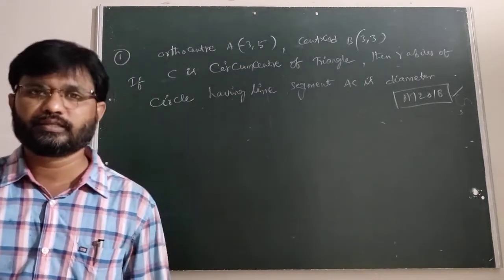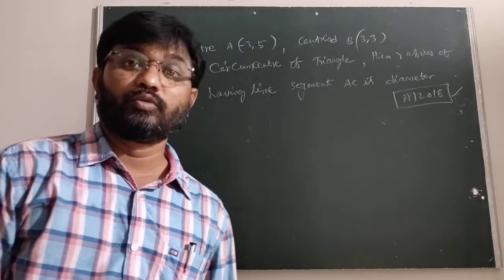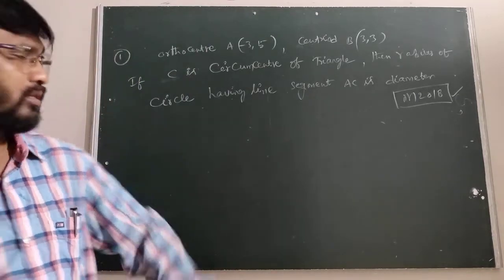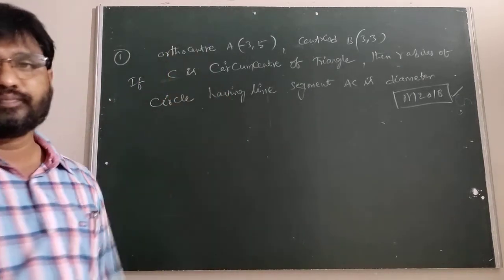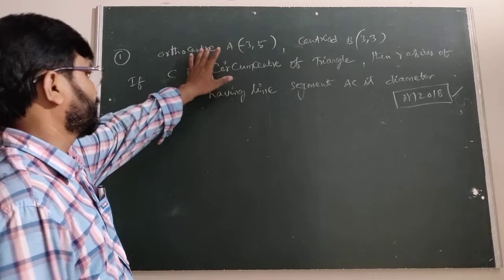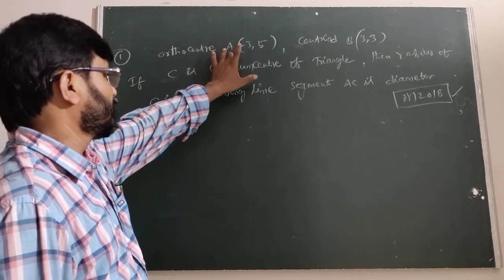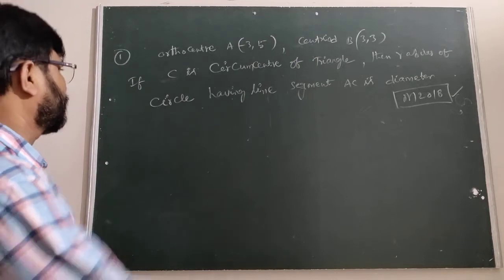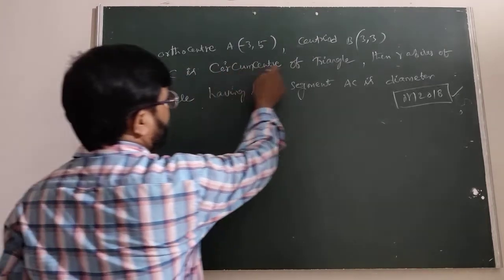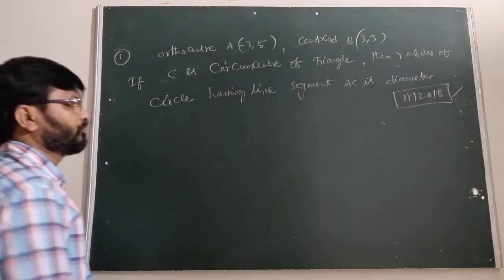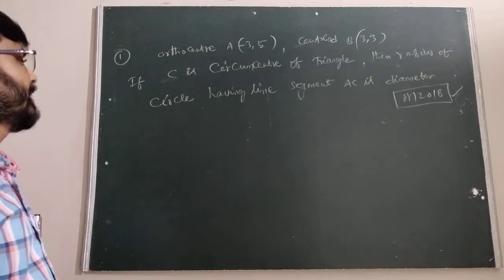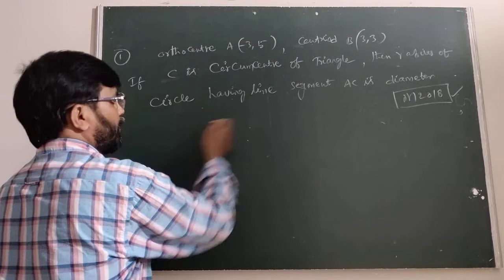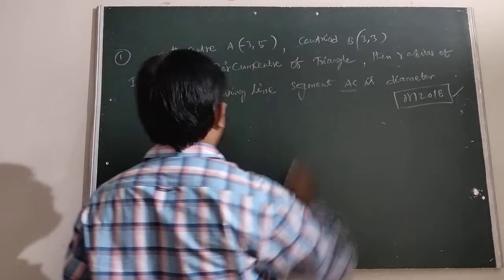Good morning, students. Today we are going to discuss previous JEE Mains questions. The first one: the orthocenter A is (-3, 5), the centroid is (3, 3), and C is the circumcenter of the triangle. Then find the radius of the circle having the line AC as the diameter.